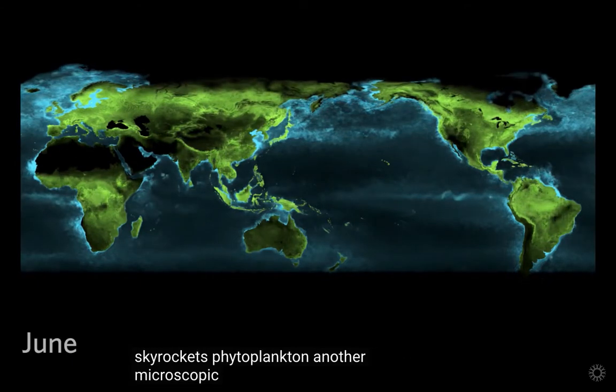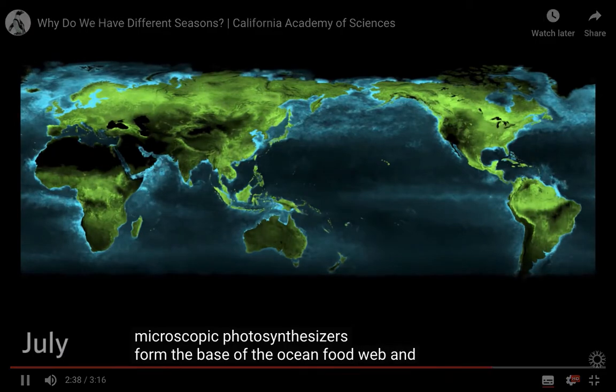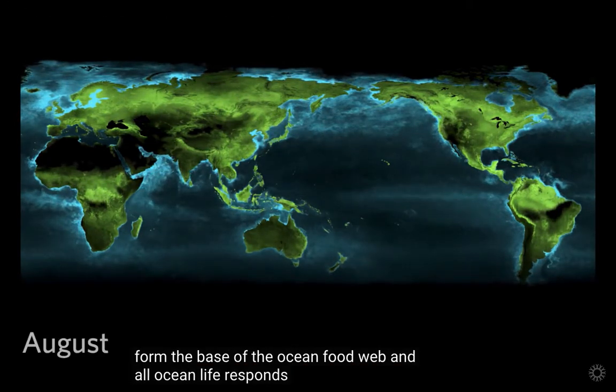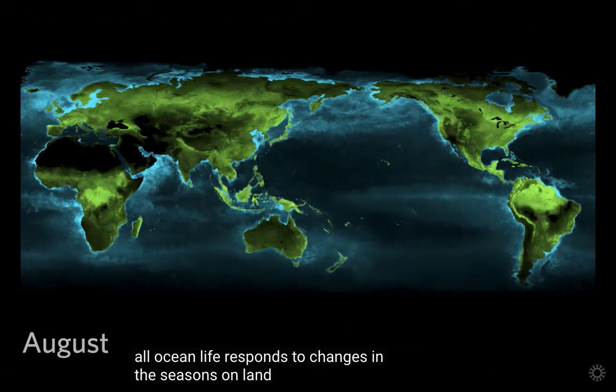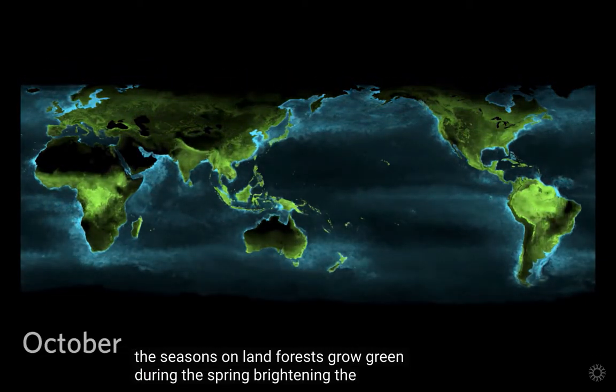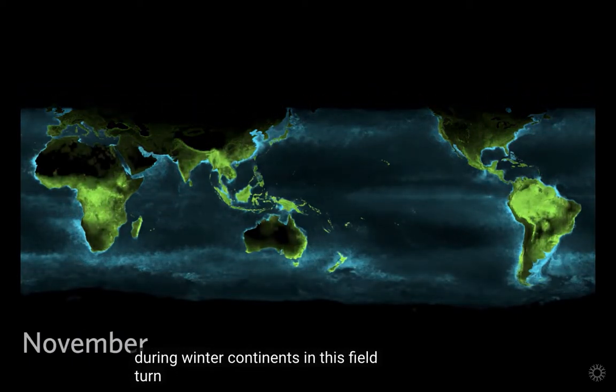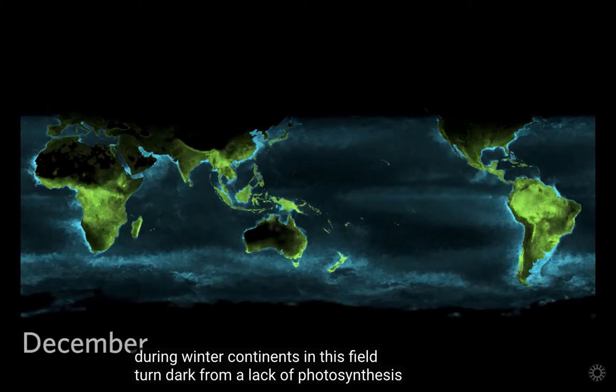Phytoplankton and other microscopic photosynthesizers form the base of the ocean food web, and all ocean life responds to changes in the seasons. On land, forests grow green during the spring, brightening the continents. During winter, continents in this view turn dark from lack of photosynthesis.